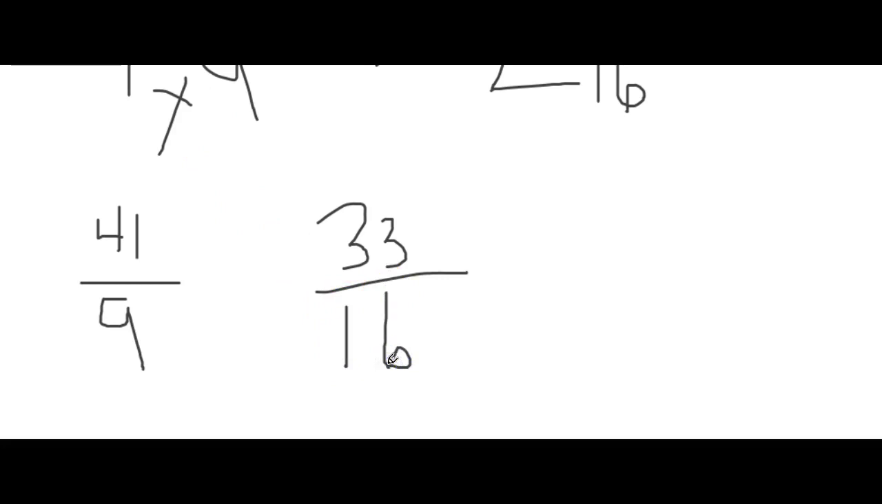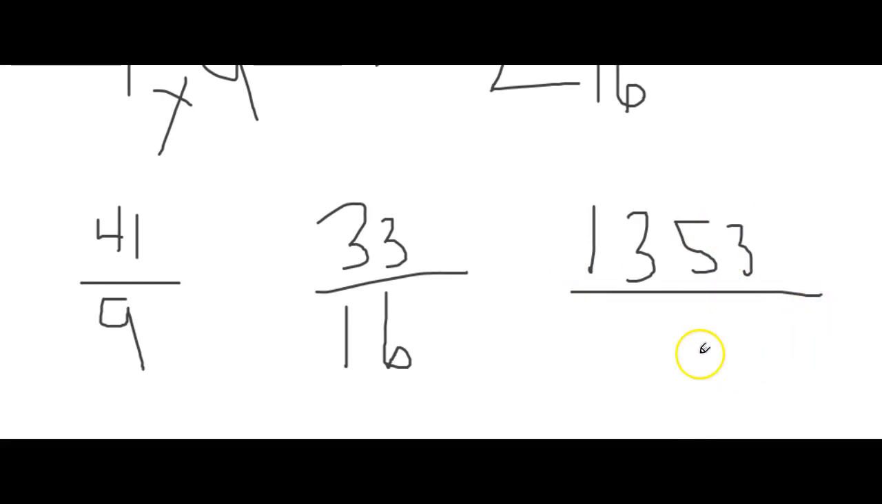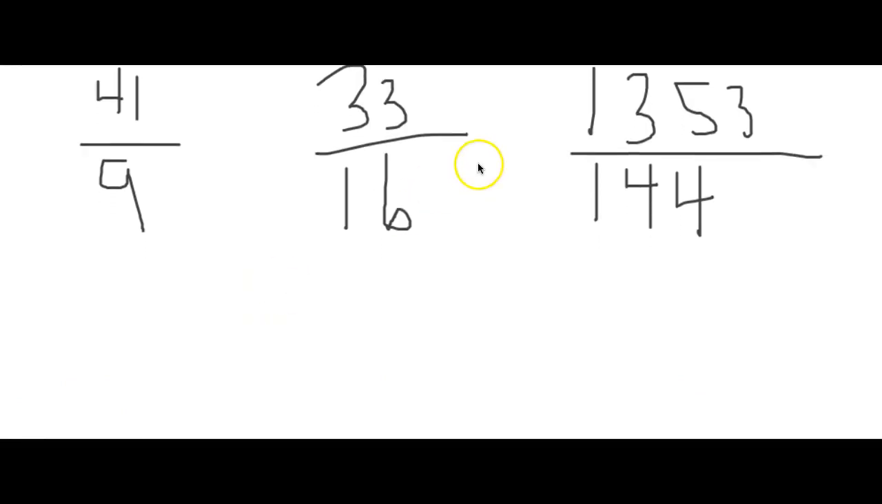And now we can multiply across. That's 41 times 33. That gives you 1,353 over, and 9 times 16 is 144. Okay. This is probably the hardest part for you guys, when you get numbers like this, finding a common factor that both of these are divisible by. I happened to do the work already, and both of these are divisible by 3.